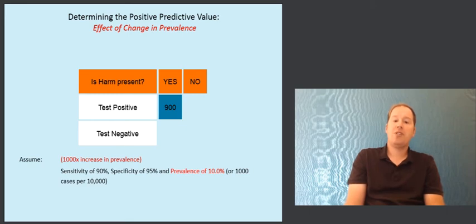Well, if we run those results this time and change only the prevalence, of those people who actually have the harm or condition, 900 will test positive and 100 will test negative. But what about among those people who do not have the condition? We'll see that 8,550 of those people will test negative, and only 450 will test positive. This is in a population of 10,000. We're doing a 10,000 person population instead of 100,000 here, but the idea is the same.